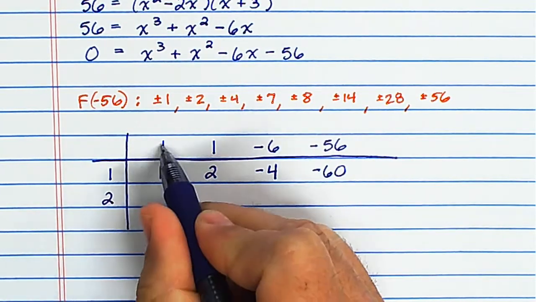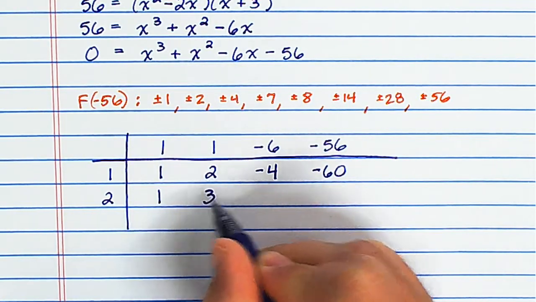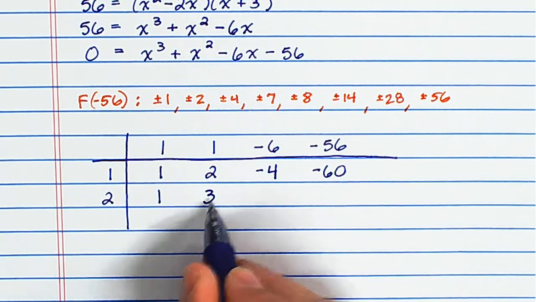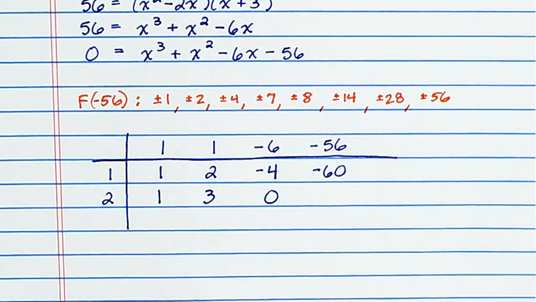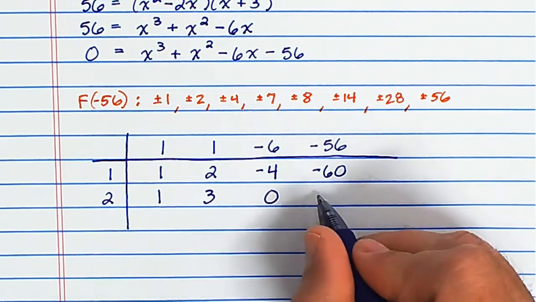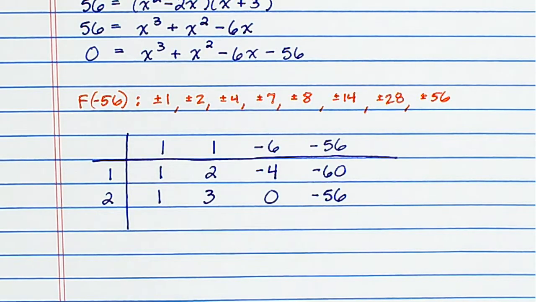Go to 2. Bring the 1 down. 2 times 1 is 2. 2 plus 1 is 3. 2 times 3 is 6. 6 plus negative 6 is 0. 2 times 0 is 0. 0 plus negative 56 is negative 56.